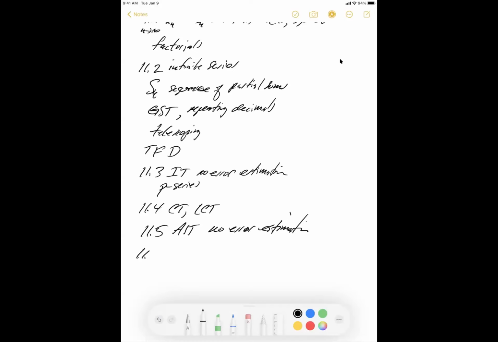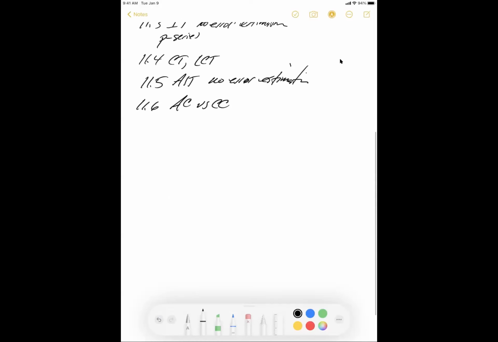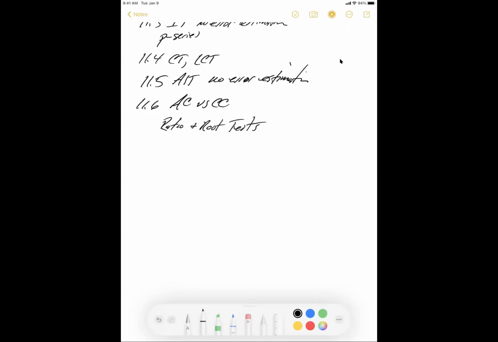11.6, that's where we learn about absolute convergence, right? So now we need to be able to distinguish between absolute convergence versus conditional convergence. And in this section, we learn the ratio and the root tests. So that was the last of the tests. And then we move on to power series.